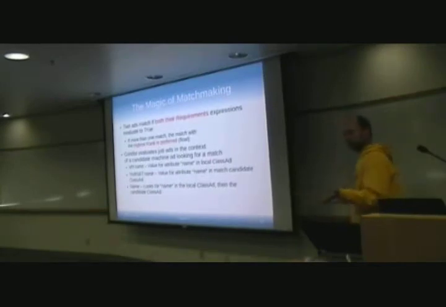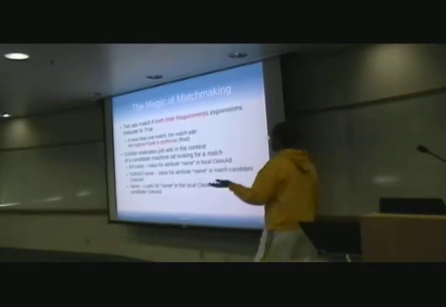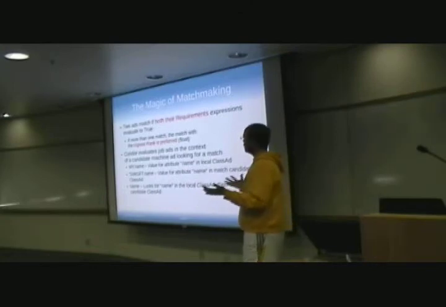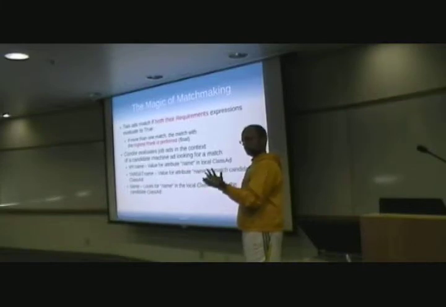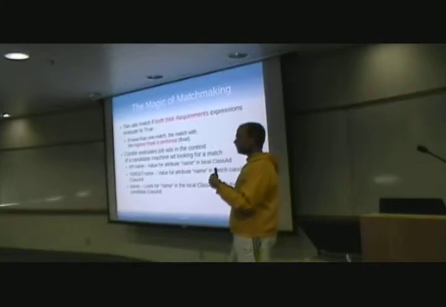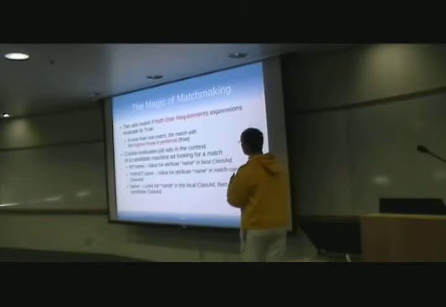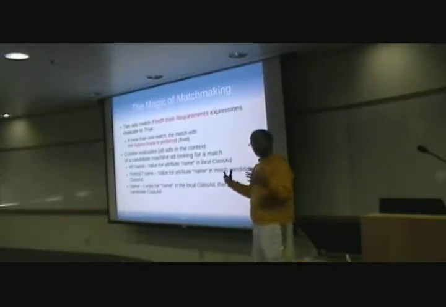Now, how does this magic of matchmaking work? So, a match is made when two ads match each other's requirements. So it's two-way. The job requirements must match the machine, and the machine requirements must match the job. Only when both of them match each other will a match be made. And if there are many different matches that are possible, the ranks are considered. And the highest rank will win.